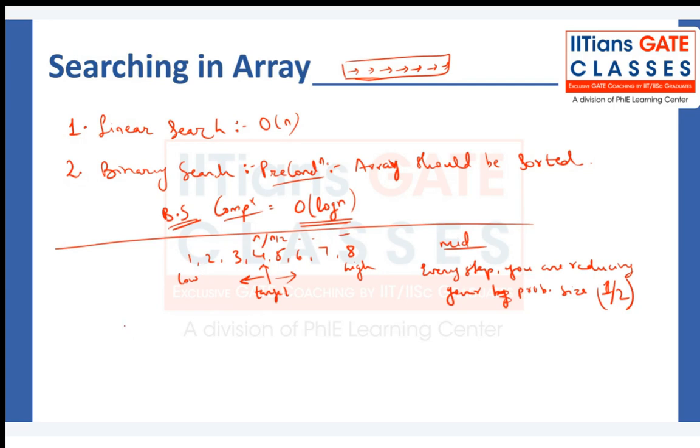Suppose we have this first step. We have n, I have given you an n element array. Then you compare it with the mid element. In the second step you have an array of n by 2, then n by 4, or n by 2 square, and so on. So suppose at the kth step, you have an array size of n by 2 to the power k. Everyone agreeing?